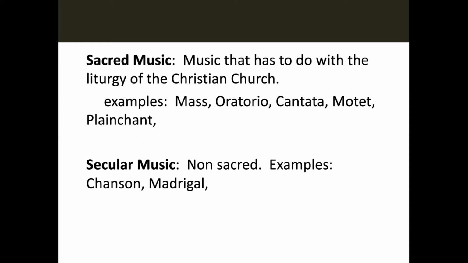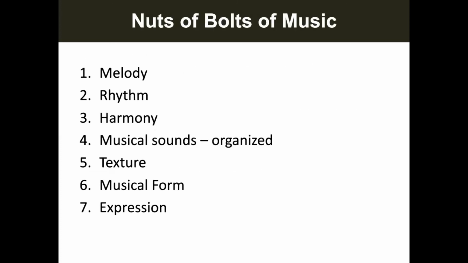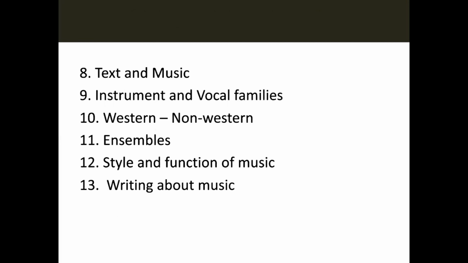And this whole part one, I call it the nuts and bolts of music, and then we'll start studying the different style periods. So there's a chapter on melody, rhythm, harmony, how musical sounds are organized, texture, musical form, expression, text and music, instrument and vocal melodies, families, Western versus non-Western music, different kinds of ensembles, style and function of music, writing about music. Okay. So those are the chapters we're going to go on.